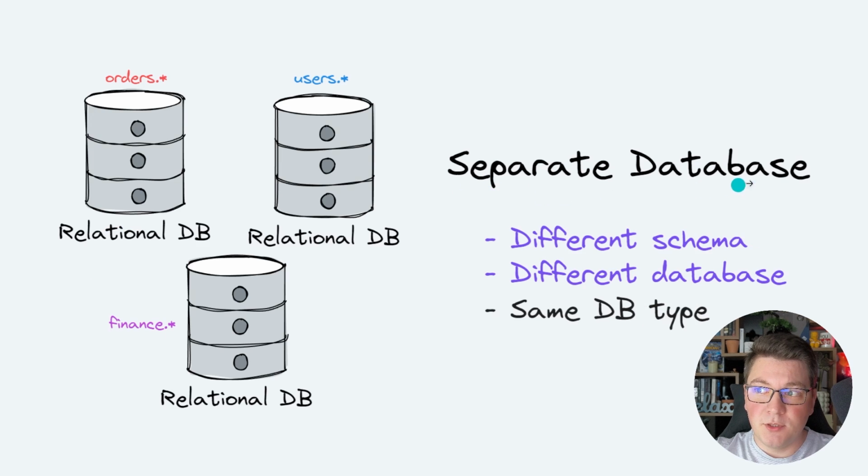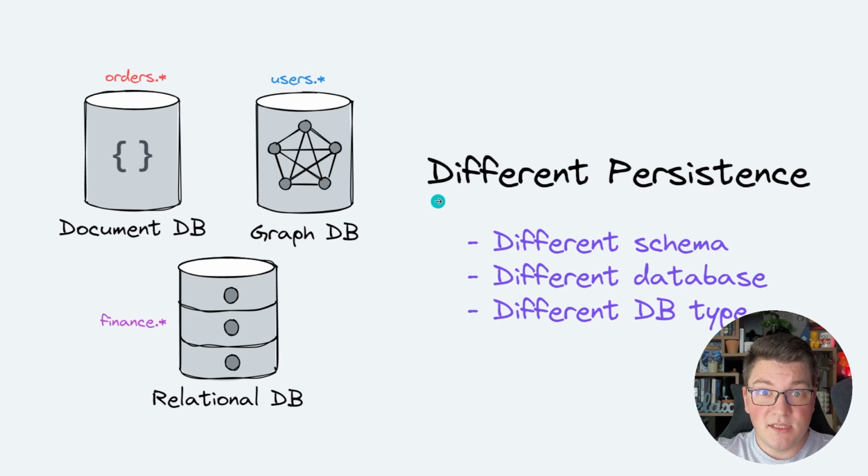If we take this further, we can elevate the logical separation that we get with schemas into physical separation by splitting the modules into separate databases. So now we are using different schemas and different databases to achieve isolation, but we are still using the same database type, in this case, a relational database. So now we have a database for the orders module, a database for the users module, and a database for the finance module. You can probably see where I'm going with this.